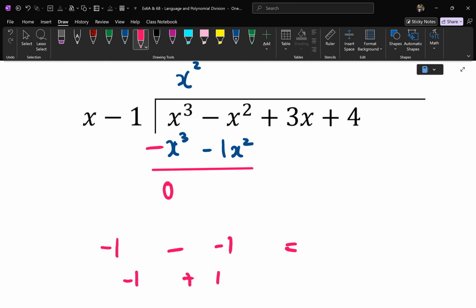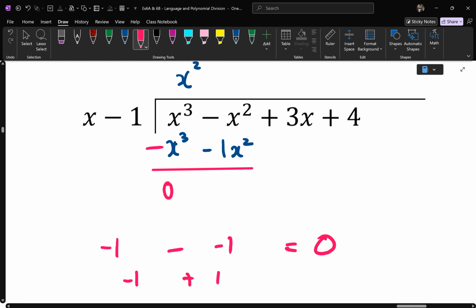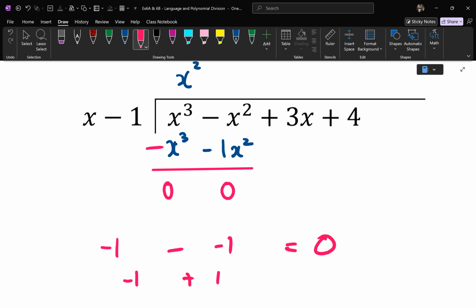So negative 1, take away negative 1 is the same thing as saying negative 1 plus 1, which is 0. So this actually works out to be 0. This is where most students make a mistake because of the double negatives there. That gives you 0, and then what do you do next? I've got 0 remainder, but then I can still move down the next term. This now becomes 3x. That's a positive 3x there.